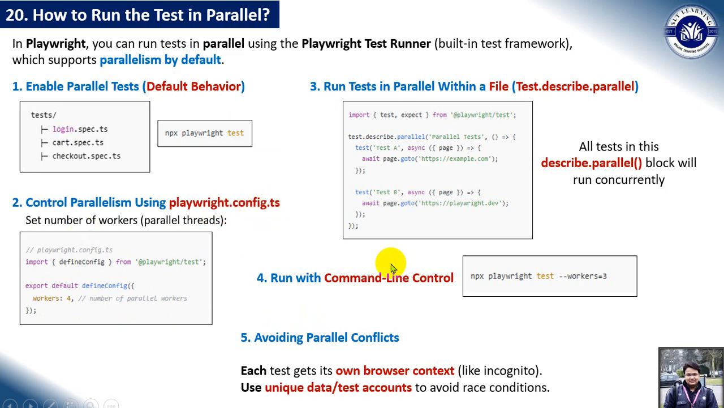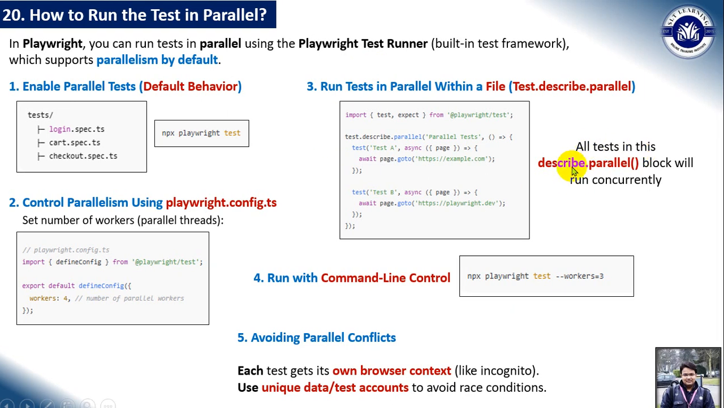But suppose at runtime, at the command line, you want to control that part, then what you can do is npx playwright test with --workers equal to 3 for three different browsers. You can set it up this way as well, okay. And if you set it up with 4, then it will execute all the test cases for your project, okay.